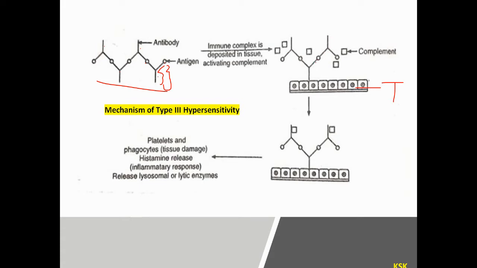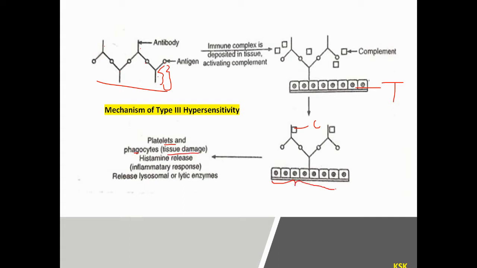Whenever the antigen antibody complex is deposited onto any cell, immediately the complement gets attached, similar to type 2. The difference is that there the complement causes the lysis of the RBC. Whereas in the type 3 hypersensitivity reaction, when the complement attaches to this antigen antibody complex, which was coated onto the microprecipitate of blood vessels, it attracts the platelets and the phagocytes. That is the tissue damage.